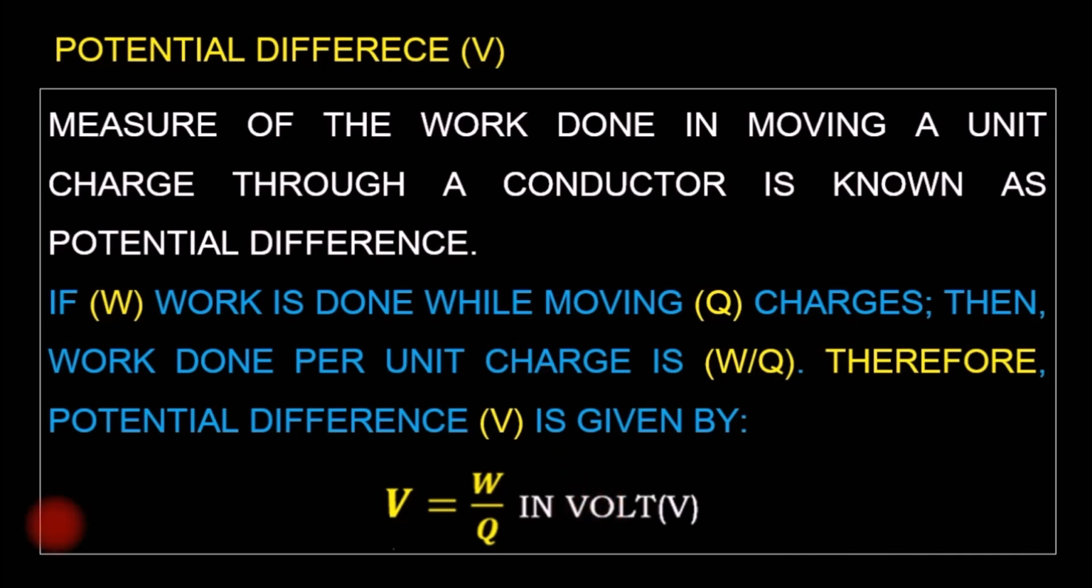You have already learned that current flow occurs due to flow of charges. In order for the charge to move inside the conductor or semiconductor, some work has to be done, and the measure of that work is known as potential difference.